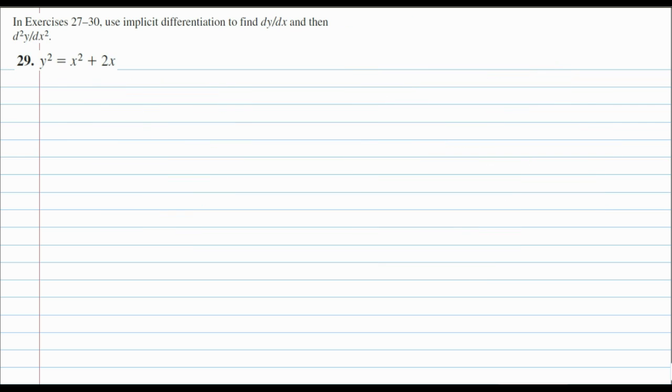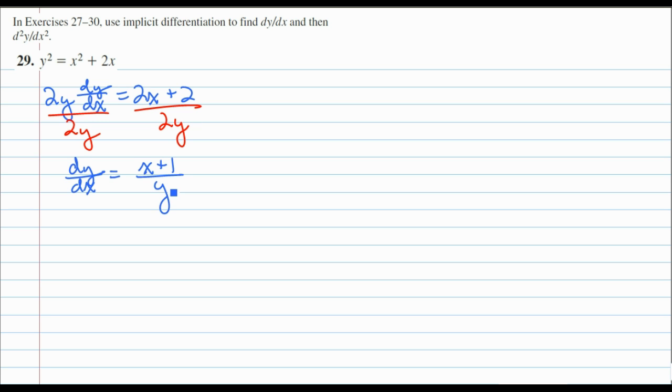Now try problem number 29 asks us to use implicit differentiation to find dy/dx first and then the second derivative. So dy/dx, I'll take the derivative of the left side, 2y dy/dx because of implicit differentiation, and then equals 2x, dx/dx cancels, plus 2, again dx/dx would cancel. Now I'm going to solve for dy/dx just by dividing both sides by 2y, and those 2's are all going to cancel. So I get that dy/dx equals (x plus 1) over y.